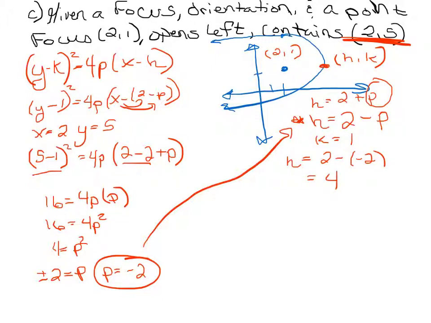And remember in the beginning I stated that it was a little bit intuitive, but I had to realize that if my vertex was a little bit more than my focus, I was going to have to actually subtract p. So now I know my h, my k, and my p. So now I'm going to go ahead and write my equation. So I'm going to have (y minus k) squared equals 4 times p, so that will be negative 8, times (x minus h).